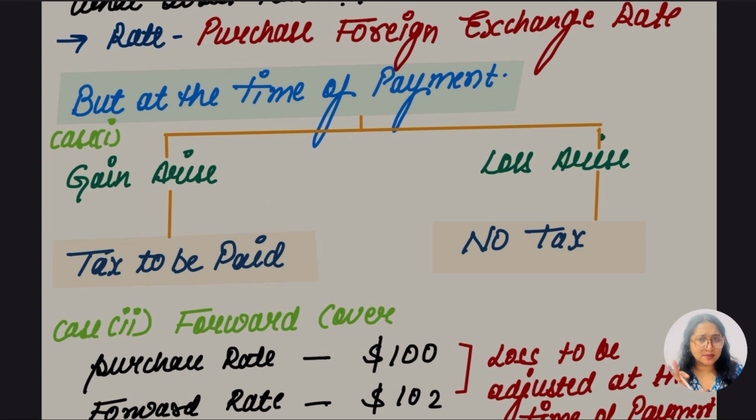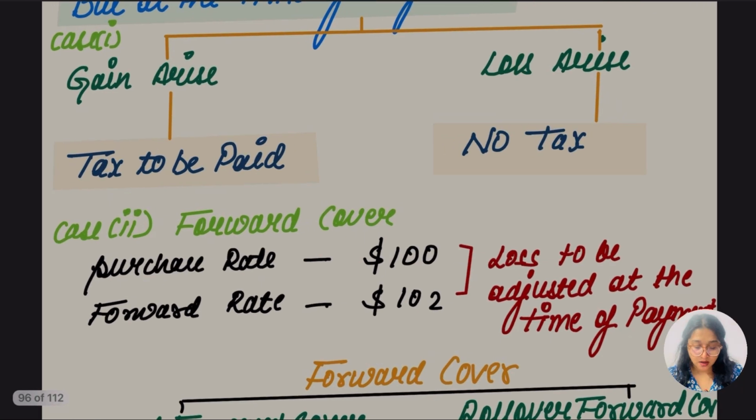Okay, that much I know. Definitely if gain is going to arise, I have to pay the tax to the government. Then P&L treatment is to be done. But what if loss is going to arise? You need not pay any tax, as there is a loss. You only have to pay the tax at the time of gain, foreign exchange gain. So this was the first scenario, first case.